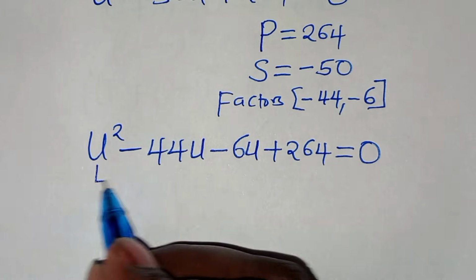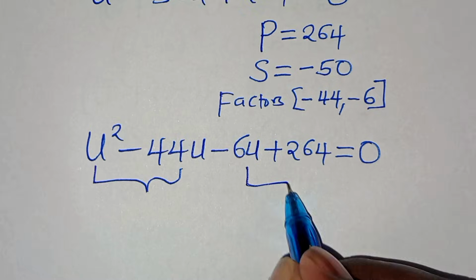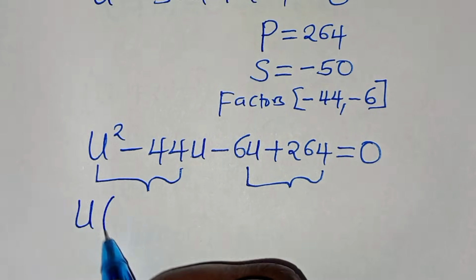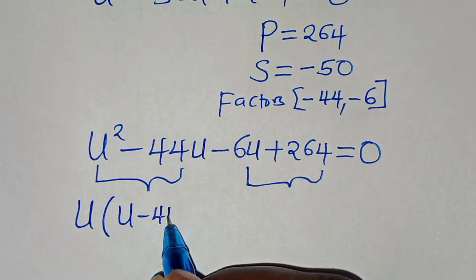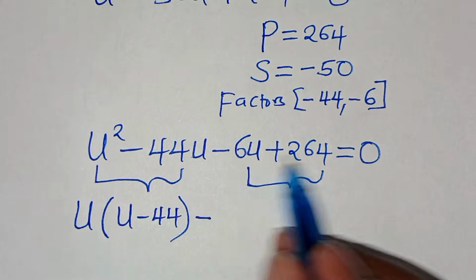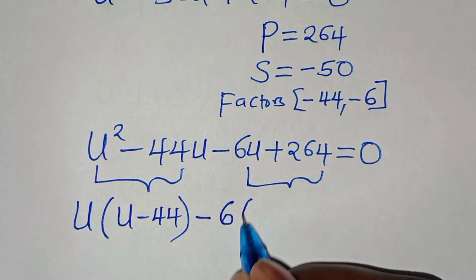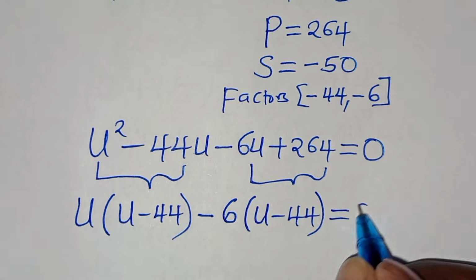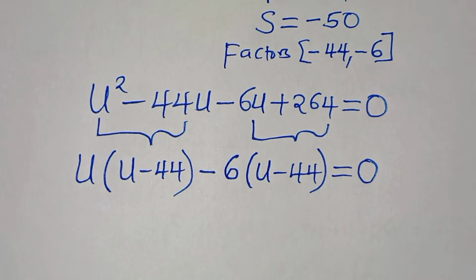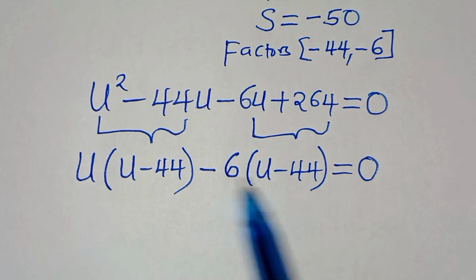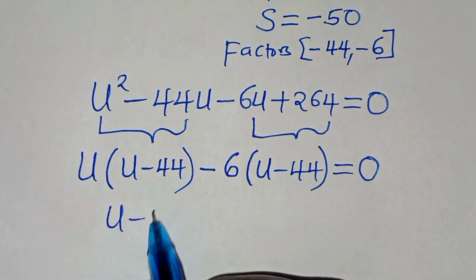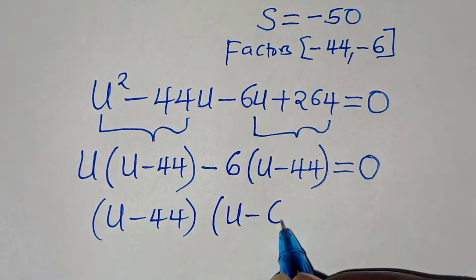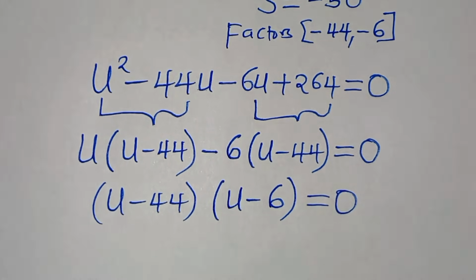Now we have got two parts here. So in the first part, we have that u is common. We can factor out u, so that we have u minus 44. Then subtract 6 is common here, so we can factor out 6 into the parenthesis. This is u minus 44. Close the parenthesis. This is equal to 0. We have got two parts here. u minus 44 is common here, so we have u subtract 44, and then we have u subtract 6. This is equal to 0.